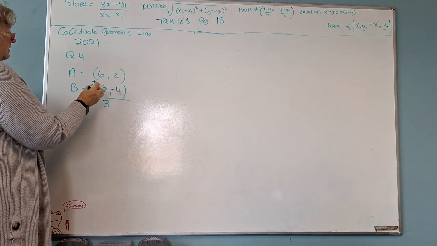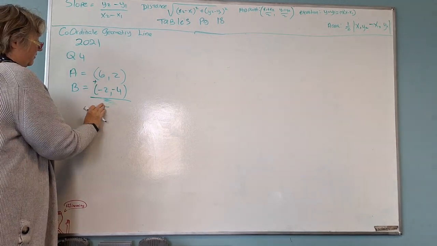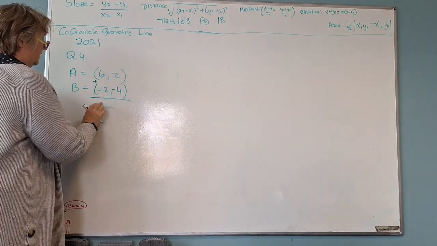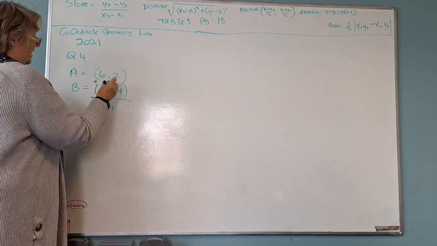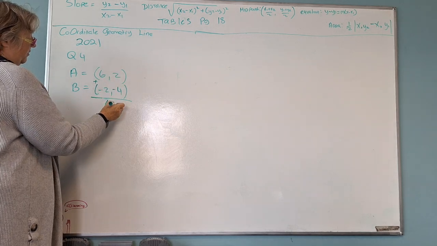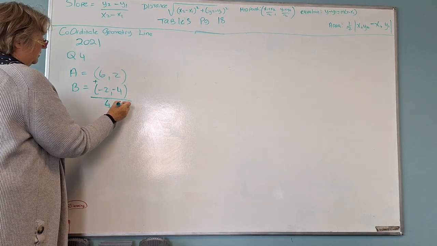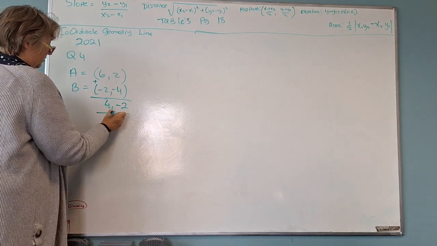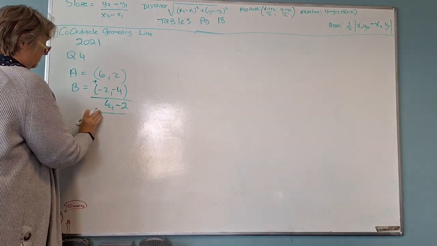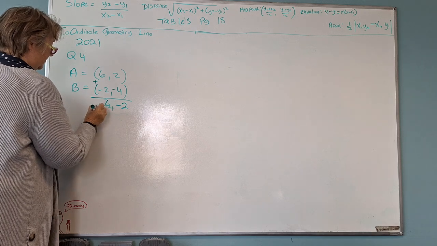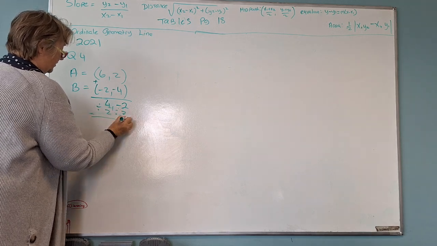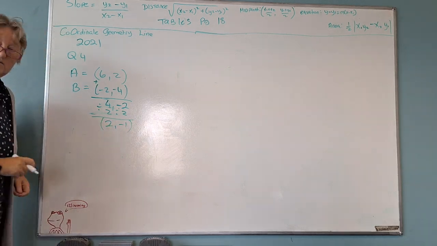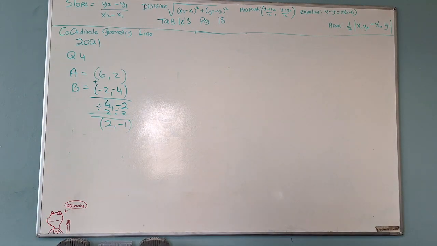And that's that right, isn't it? No, 6 minus 2 is 4. If I say stupid things like that, please, for God's sake, somebody correct me. 6 minus 2 is 4. 2 minus 4 is minus 2. And then half that, divide the whole thing by 2. And you get (2, minus 1). Okay, you get that as your midpoint.